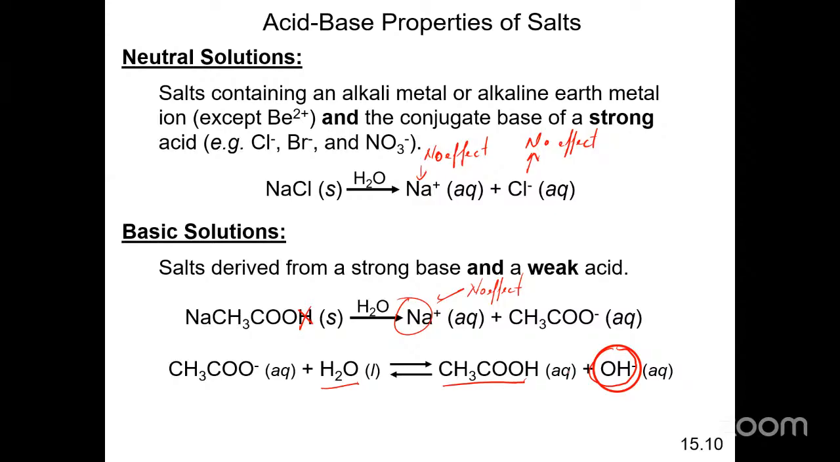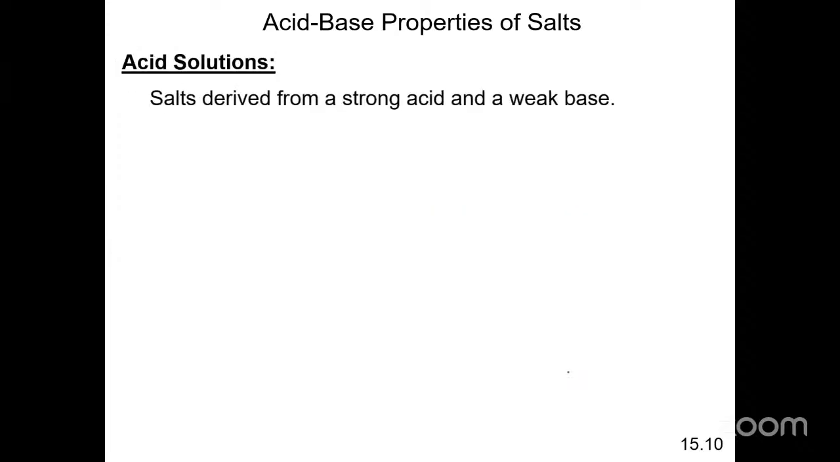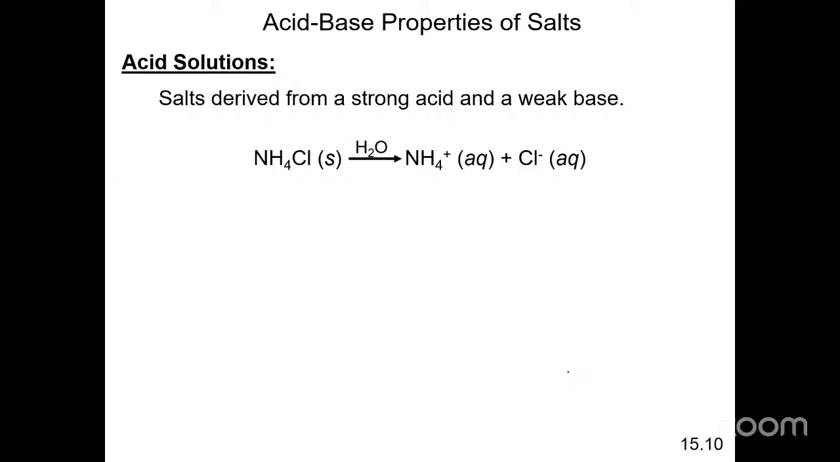Okay, then we get to acidic solutions. Acidic solutions from salts are formed from salts that are derived from a strong acid and a weak base, all right? So an example of this would be ammonium chloride, right? The ammonium ion is derived from a weak base, and the chloride is the conjugate base of a strong acid. So what's going to happen is that the ammonium chloride, we're going to use this as an example, when it is added to water, will dissociate to form ammonium ions and the chloride ion.